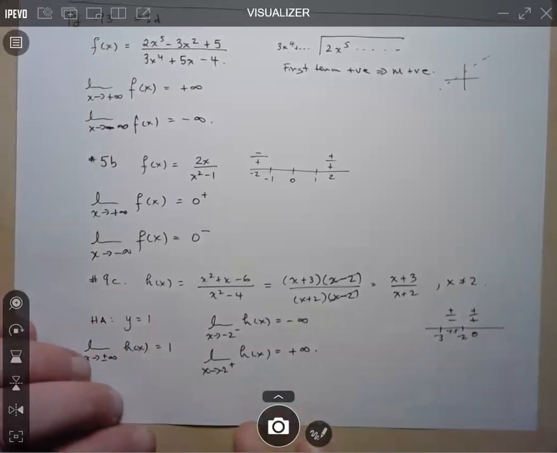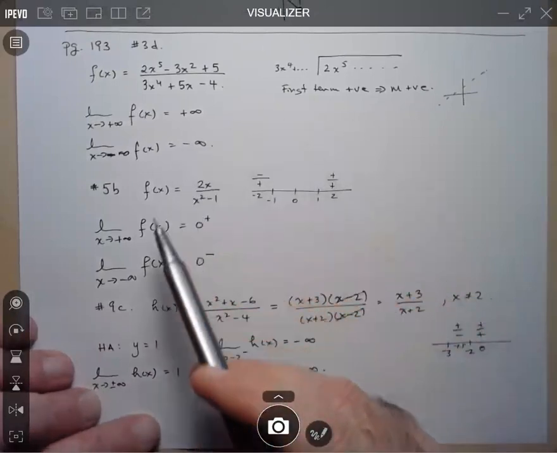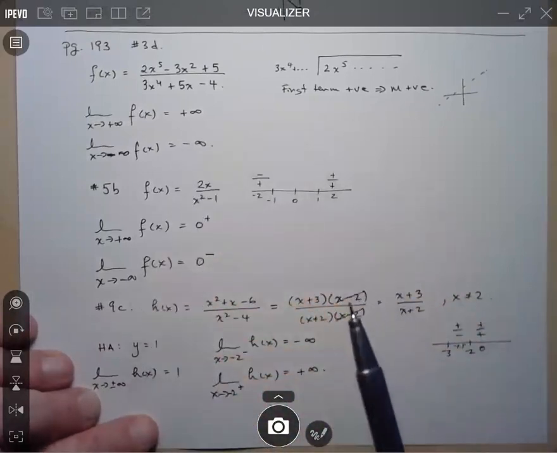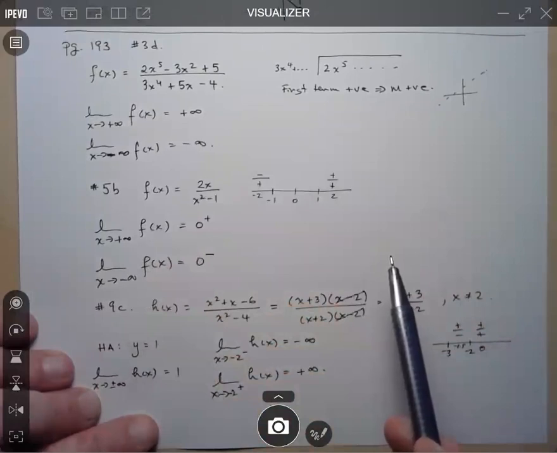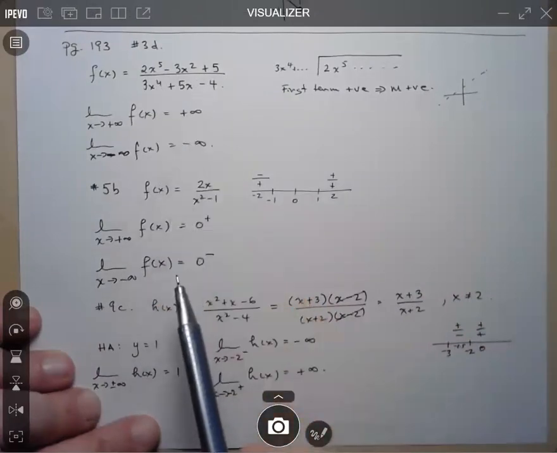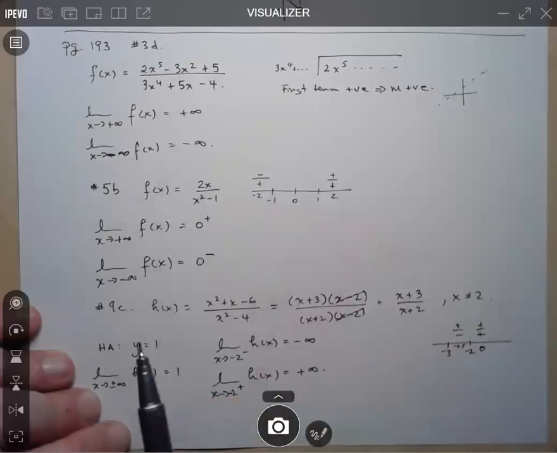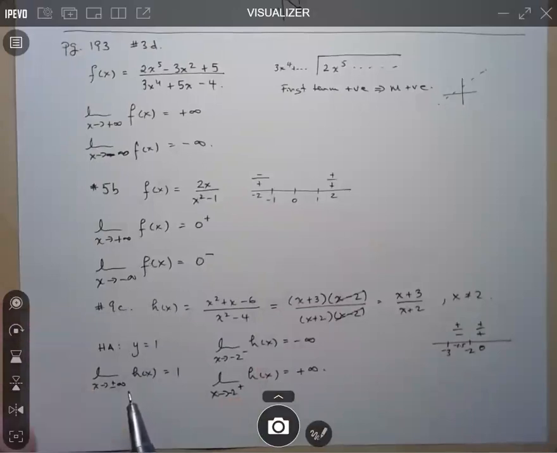Okay. And that's how I can determine all this information by just recycling what I learned about rational functions in the past. Whether it's oblique asymptotes, whether it's using the sign of the function, whether it's using how to determine the horizontal asymptotes when the numerator and denominator have the same degree. Okay, any questions on this?